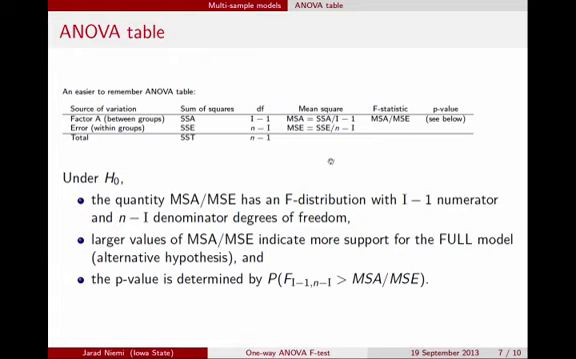The larger the value of this F statistic, the more support for the full model and against the null hypothesis model. So the larger this F statistic, the smaller the p-value is going to be. This p-value is calculated right here. It's the probability that an F distribution with I minus 1 numerator degrees of freedom and n minus I denominator degrees of freedom is greater than this quantity, whatever it is. So a small p-value provides evidence against the null hypothesis.